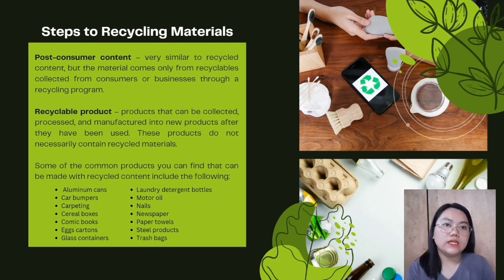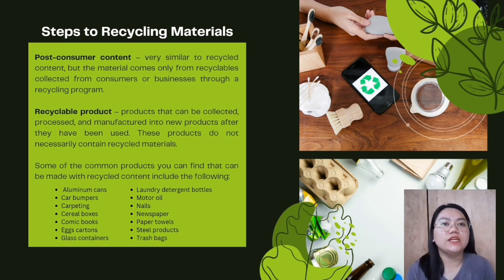And the last one is recyclable product. So, these are products that can be collected, processed, and manufactured into new products after they have been used. These products do not necessarily contain recycled materials. So, from the name itself, recyclable products are products that can be reused. It is not just that they can be reused, but they can also be reconditioned for use, or recycled through existing recycling collection programs.